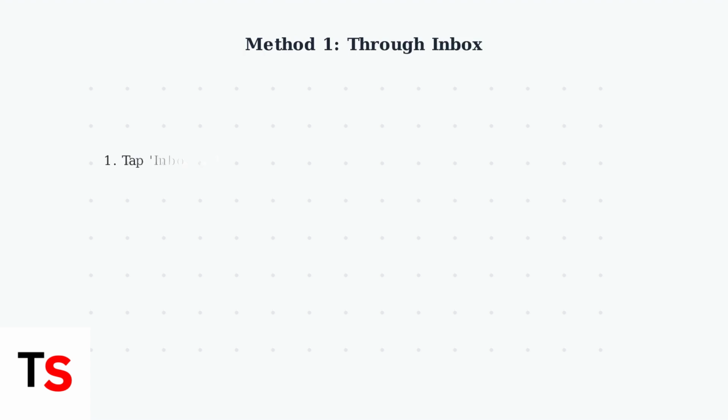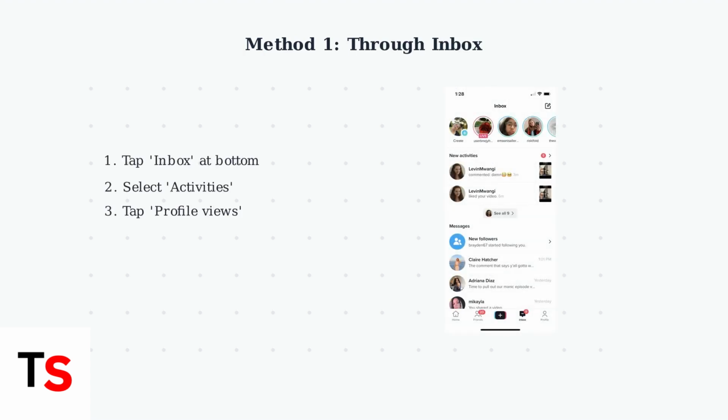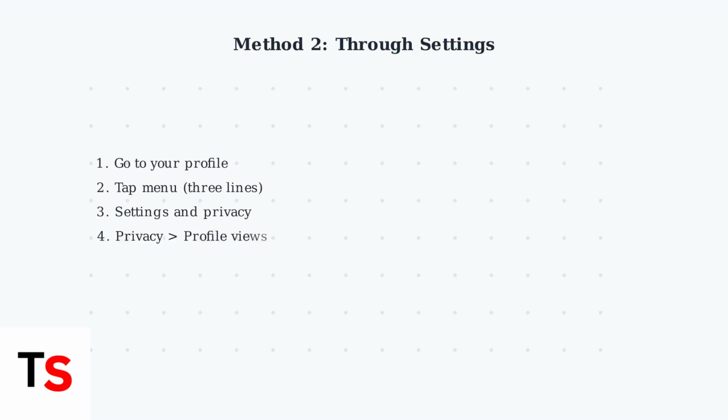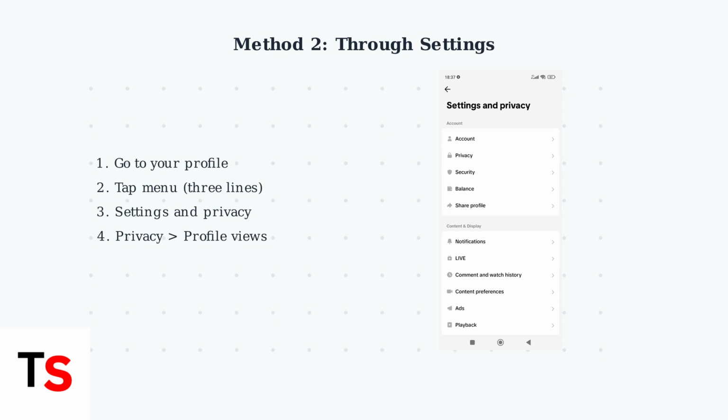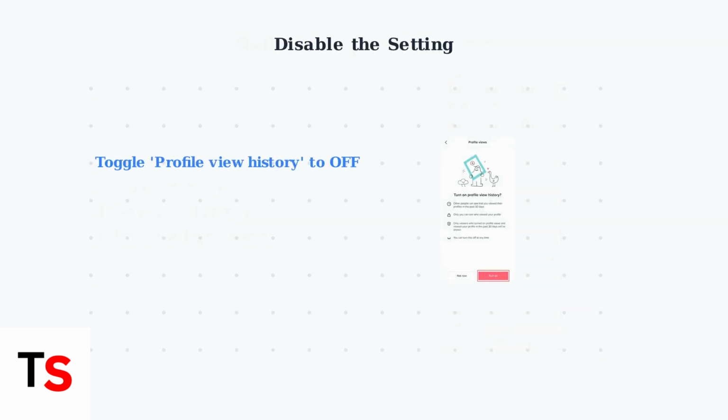There are two main ways to access TikTok's profile view history settings. The first method is through your inbox. The second method is through your profile settings menu, which provides more comprehensive privacy controls. Once you reach the profile view history settings, you'll see a toggle switch. Simply turn this off to disable the feature.